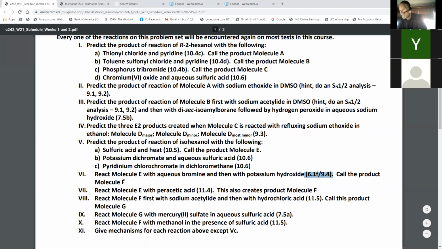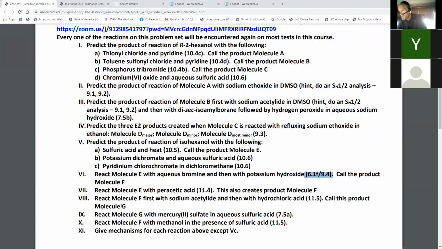And molecule F is an epoxide, and then later you're going to open epoxides here and make this molecule G, and here you're going to make a different molecule. You don't have to name it because you don't use it again.